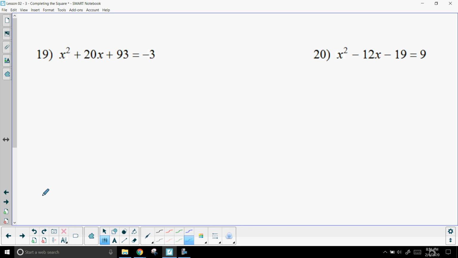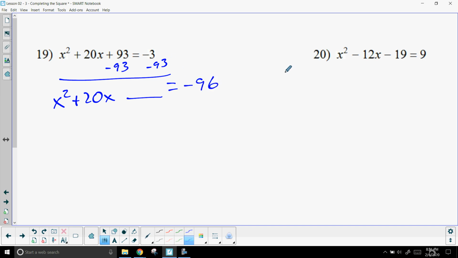I think I got time. I'll do one more. Let's do 19. So, subtract 93. We got to make the space. Well, again, pause it, try it yourself, etc. So, x squared plus 20x blank equals negative 96. Okay. So, 20 divided by 2 is 10. 10 squared is 100. So we're adding 100.